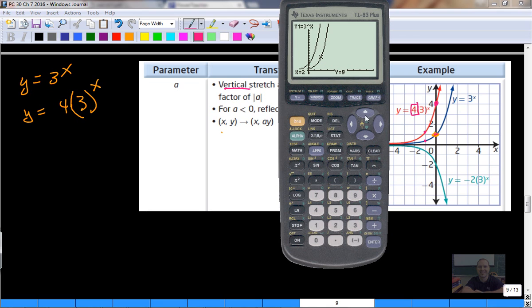Directly in line. Okay? So vertical. If you tested points this way, you would probably find that, hey, that doesn't actually line up, so it's a vertical translation. Questions?